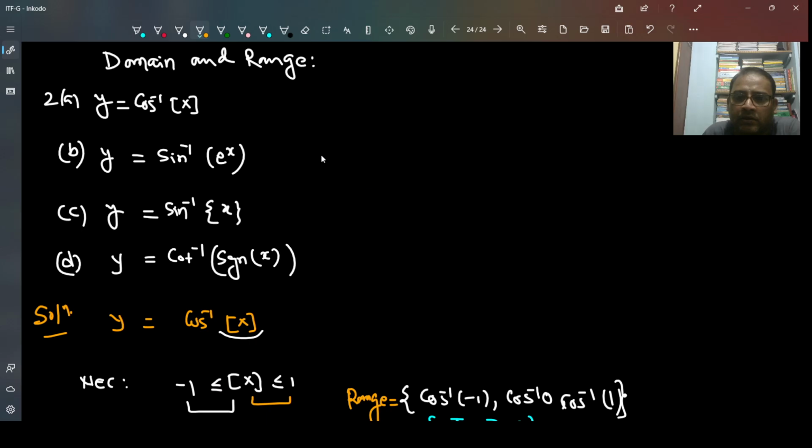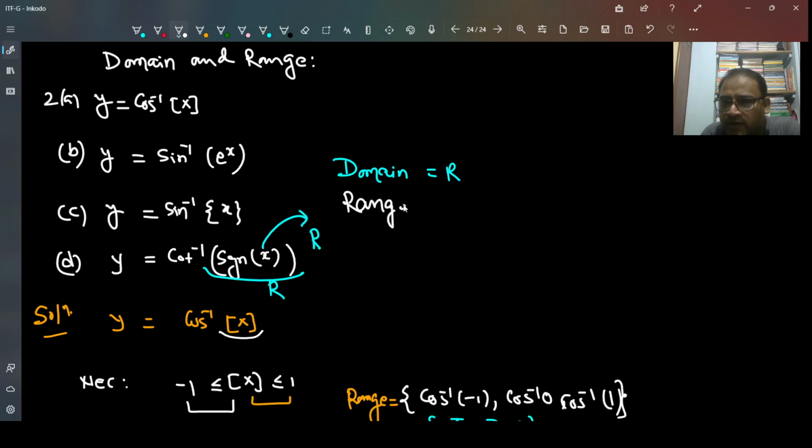Coming to the part signum of x. There is no objection to taking any real value, because the domain is the set of all real numbers. Signum of x is defined for all real numbers, so you can directly say that the domain of the function is the set of all real numbers. But the problem comes when you calculate the range. Whatever you give as input, signum only generates three values: minus 1, 0, and 1.